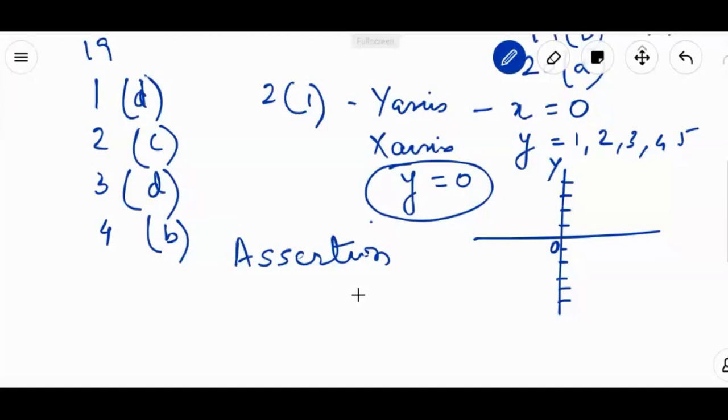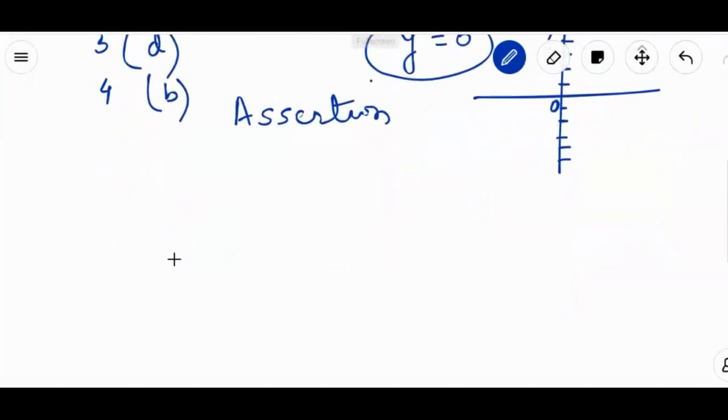A is true, R is false; A is false, R is true. So for everything now we have to check which one will fit in here. Now the first one is the point which lies on the line y is equals to 3x having abscissa 2 is 2 comma 6. So first if you write this, then I'll tell you how you decide what you have to do here. Equation is y is equals to 3x.